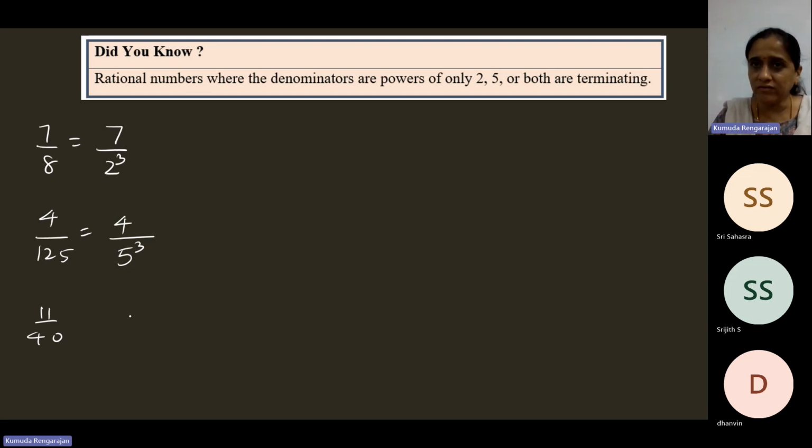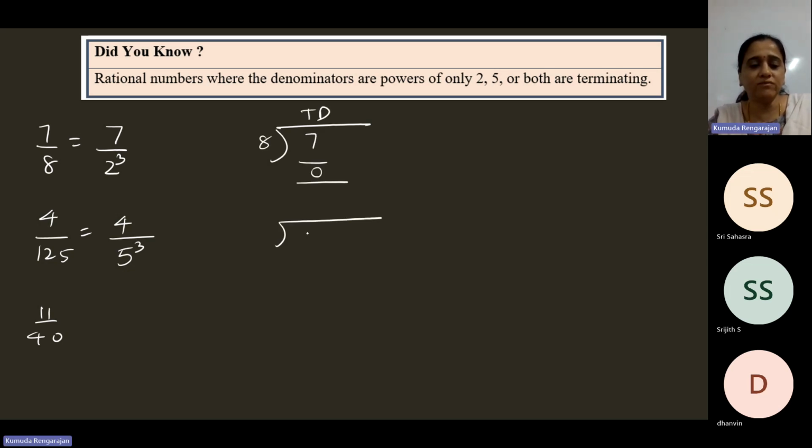The denominator is 125. Its prime factorization is 5 into 5 into 5, or 5 cubed. The prime factor of the denominator is 5. So 4 by 125 has a terminating decimal expansion. That is, when you divide 4 by 125, the quotient is a terminating decimal and the remainder is 0.